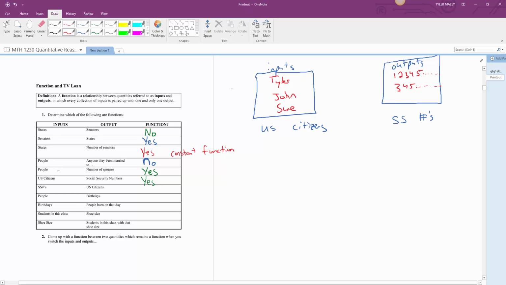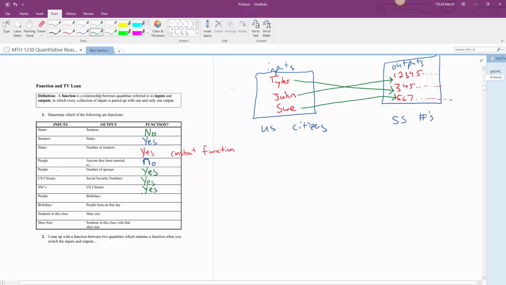I'm not writing all 9 digits, just to simplify and make a point across. And let's say we have another social here. Every person is going to get one and only one social, and it will be a unique social. So Tyler will be matched with one, John will be matched with one, and Sue will be matched with one. Everyone gets one and only one Social Security number. So the answer here would be yes.